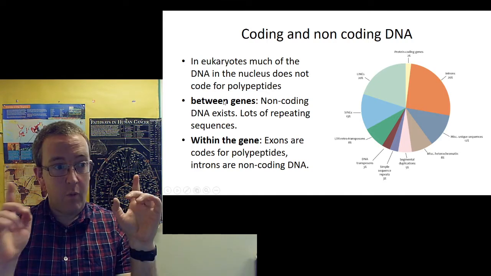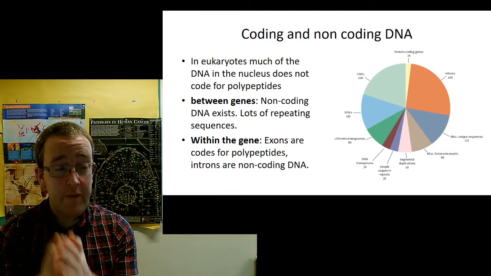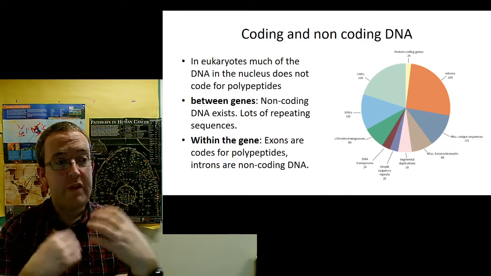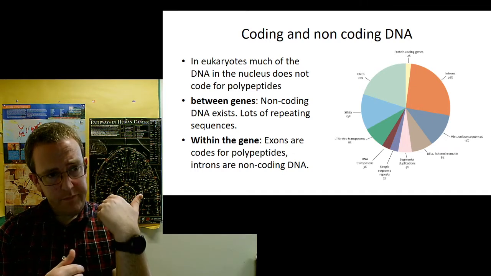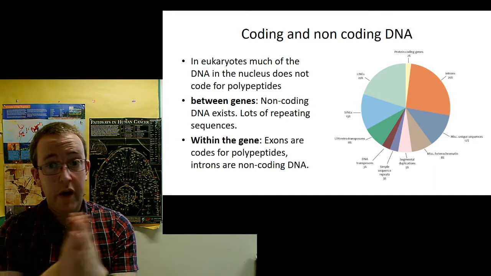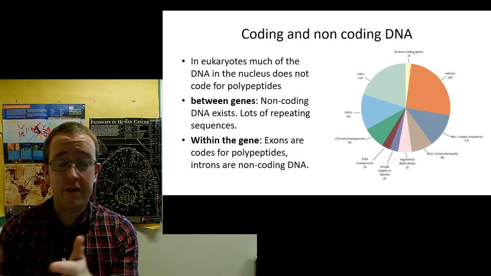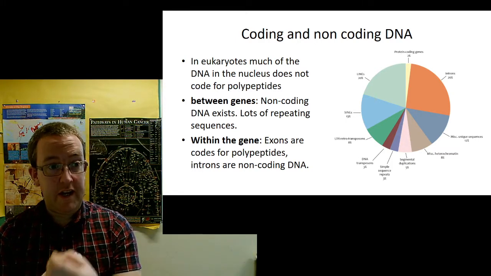Now, if we're talking about within a gene, there's actually bits that get cut out. And we do a lesson on splicing in a couple of lessons' time. So non-coding DNA exists, but there's lots and lots of repeating sequences. This is between our genes. So when we go outside our genes, we've got loads and loads of these areas that don't appear to have a job. Within a gene, there are also bits of DNA that don't appear to have a job.